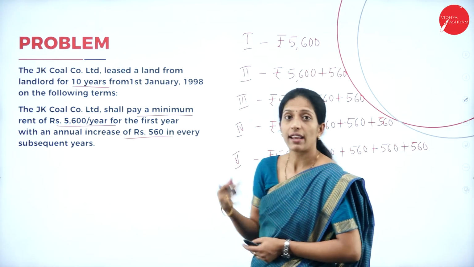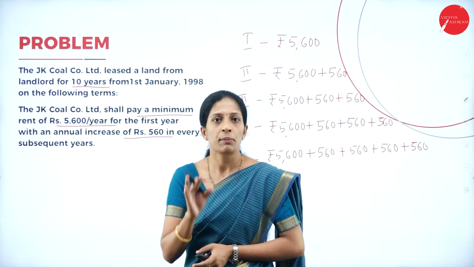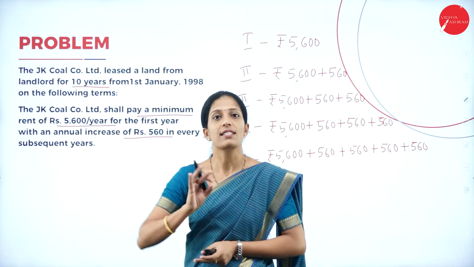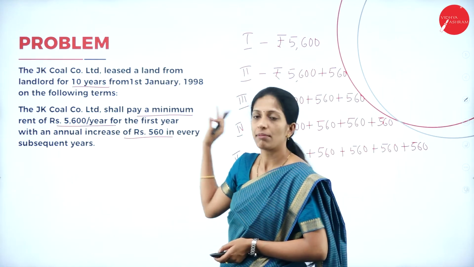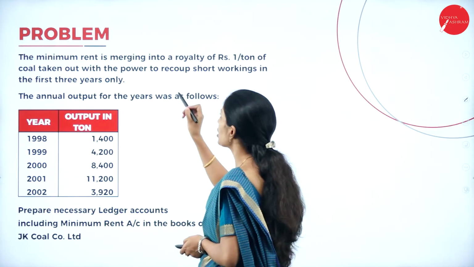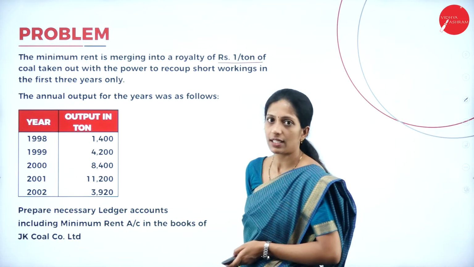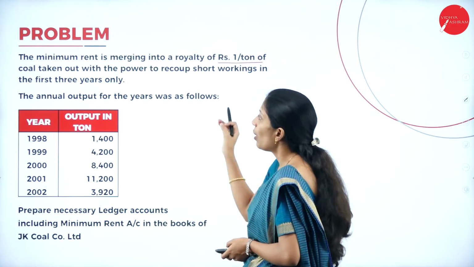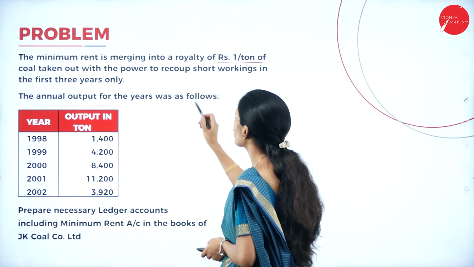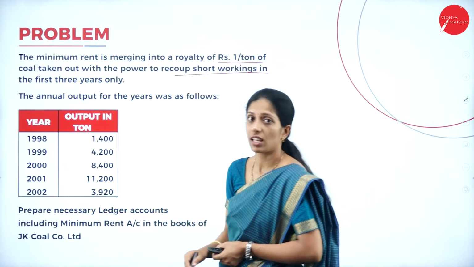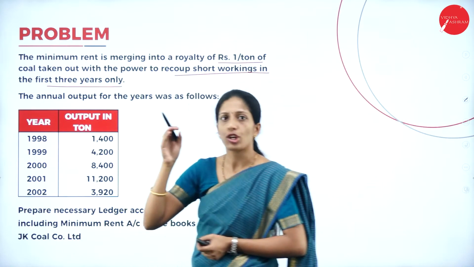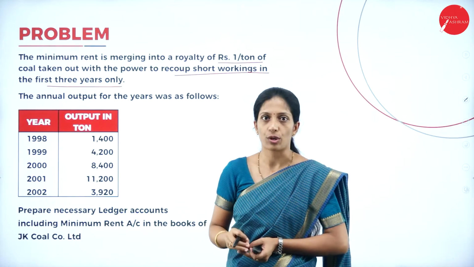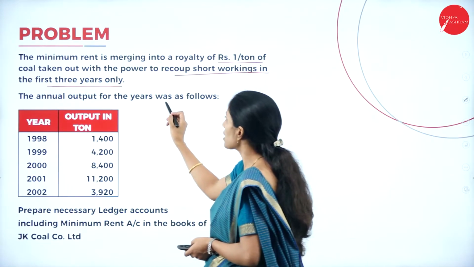Okay, so they are telling that in the first year the minimum rent was 5,600. After that they are going to increase it annually by 560 rupees. So this will be the minimum rent. The minimum rent is merging into a royalty of rupees 1 per ton. Now, what is the minimum rent or what is the royalty? 1 per ton of coal taken out, with the power to recoup short workings in the first 3 years only. So if they have incurred short workings in the first year, then they will have 2 more years to recover that short workings. The annual output for the years was as follows.